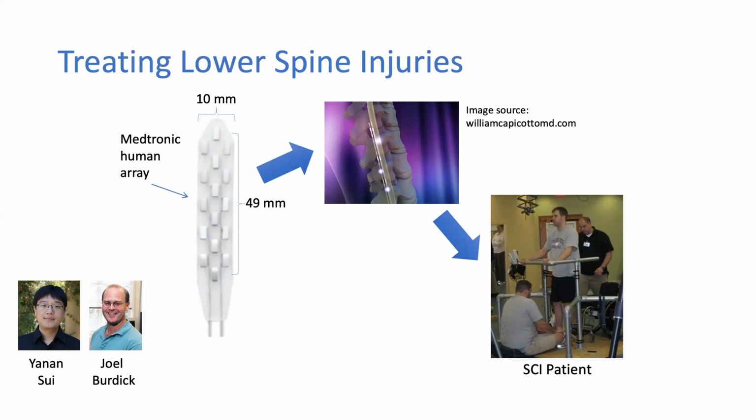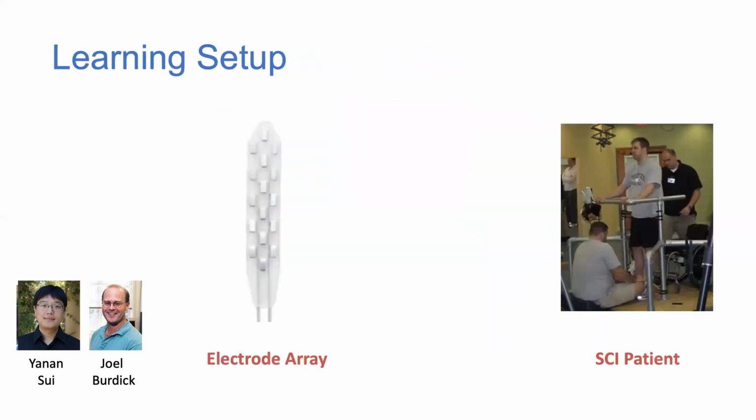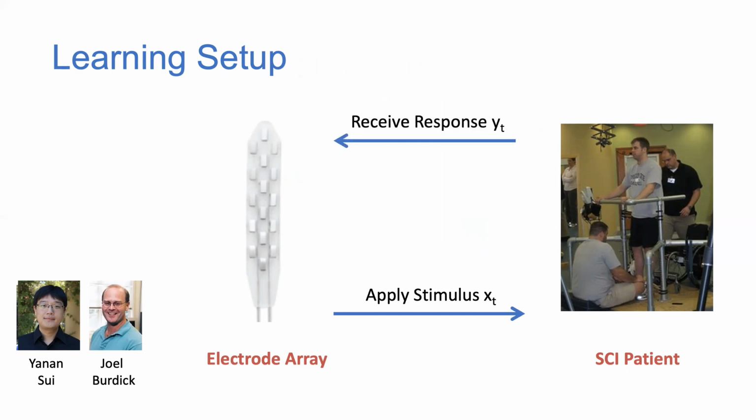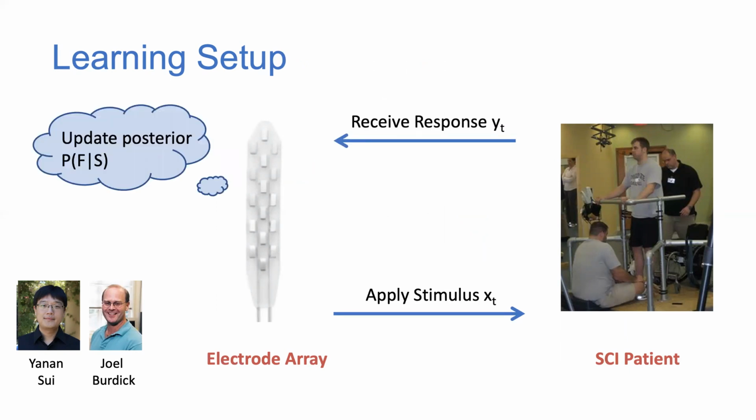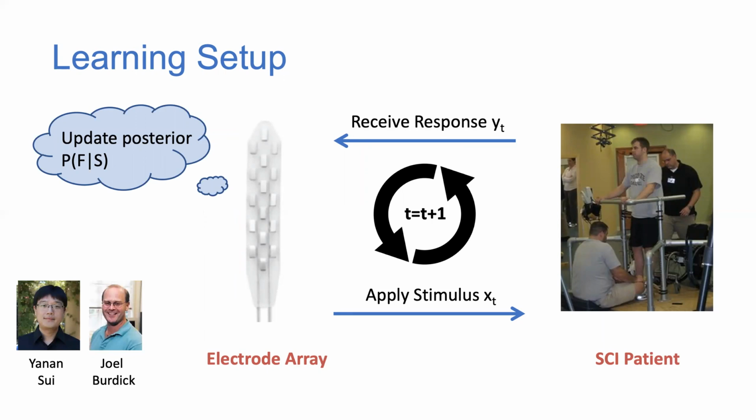The goal is to optimize the configuration of this array for each patient. So that's the optimization problem. The learning setup looks a lot like a Bayesian optimization setting, and can also be viewed as a bandit setting. We have this array, we apply a stimulus, we receive a response, we update our posterior, and we repeat. At least on the surface, it looks a lot like one of these standard interactive learning paradigms.